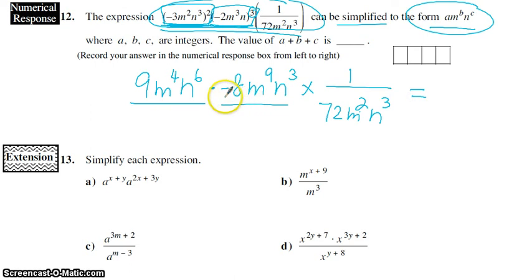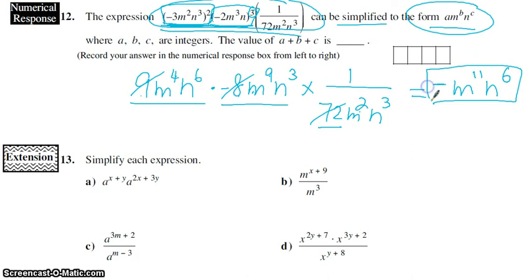Now let's deal with the numbers. First, the sign is negative. Okay, negative. Next, the number. 9 times 8 is 72. 72 divided by 72. Oh, it's just 1. Okay, so no number. All this cancel out. Now let's deal with the variables. M4, M9, so you add them, M13, and then divide by M2, you minus 2, M11. And now look at N, N6, N3, that's N9, and then N3 in the bottom, minus 3, that's N6. Here we go, that's the answer, okay?